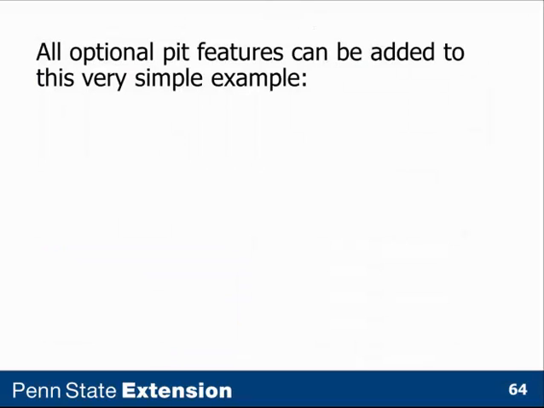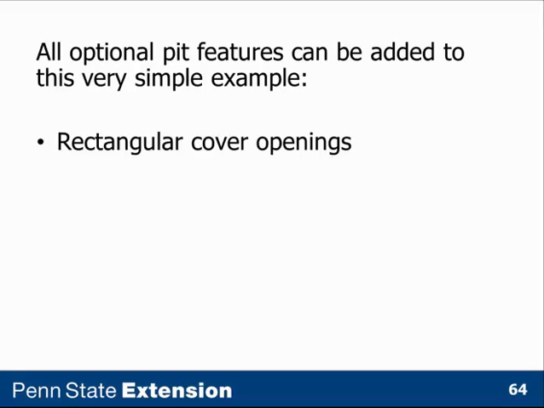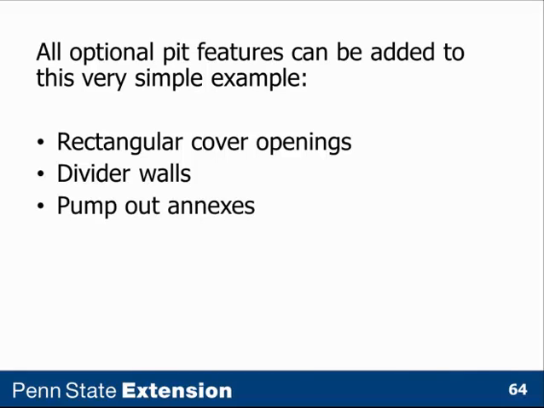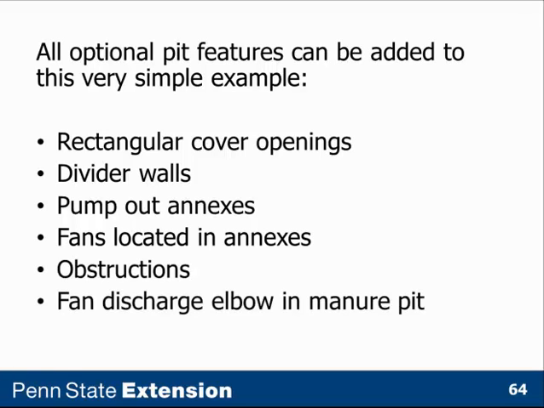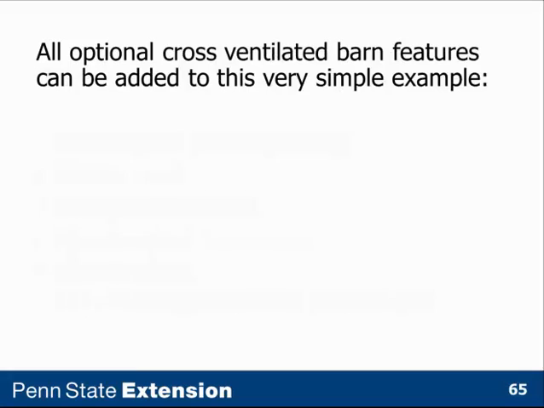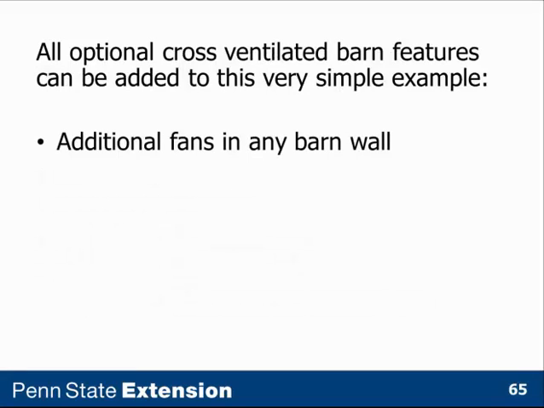Now all the optional features that we described in Module 2 can be added to this example. Rectangular cover openings, divider walls, pump-out annexes. We can locate the pit fan in the annexes. We can add obstructions. We can change the direction of the airflow into the pit from the pit ventilation fan. And we can add additional fans to the barn.